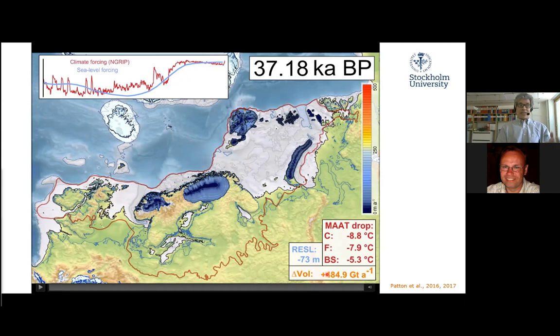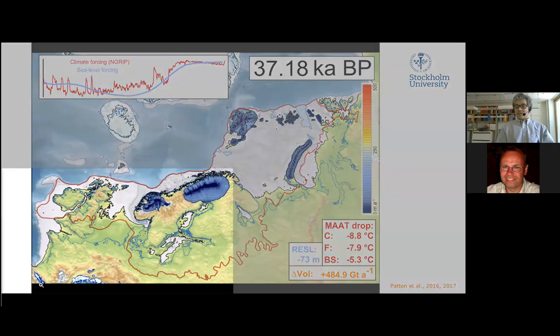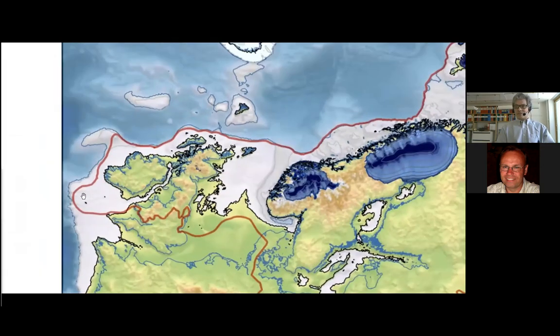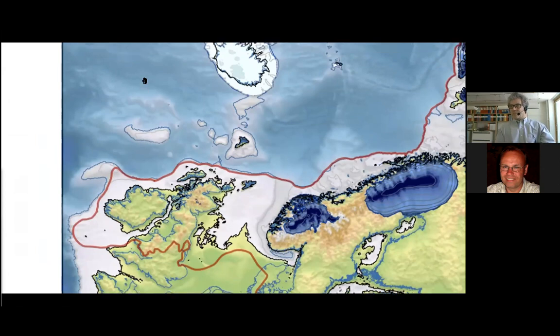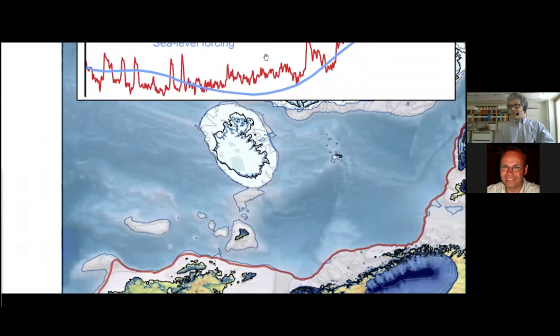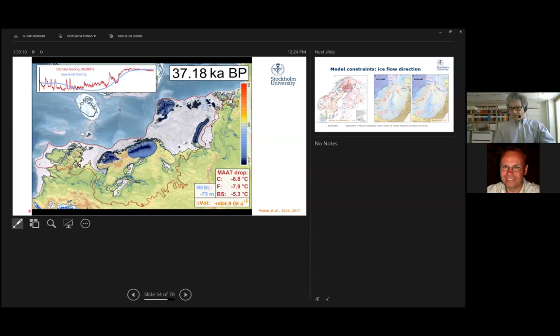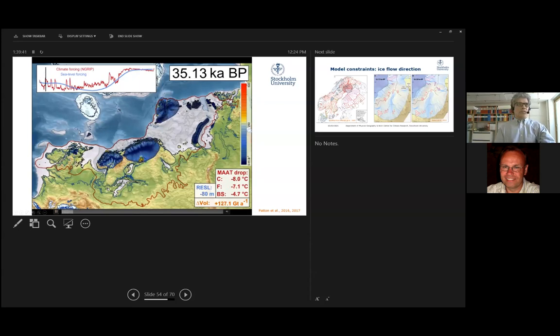So this gives us now a 3D impression of the ice sheet. See that? No, let's see what happens. How do I get out of this? Okay, I will stop share for a second to see if I can get this to work and come back again with sharing. Okay, back again. Okay, I hope this is still visible for you all.